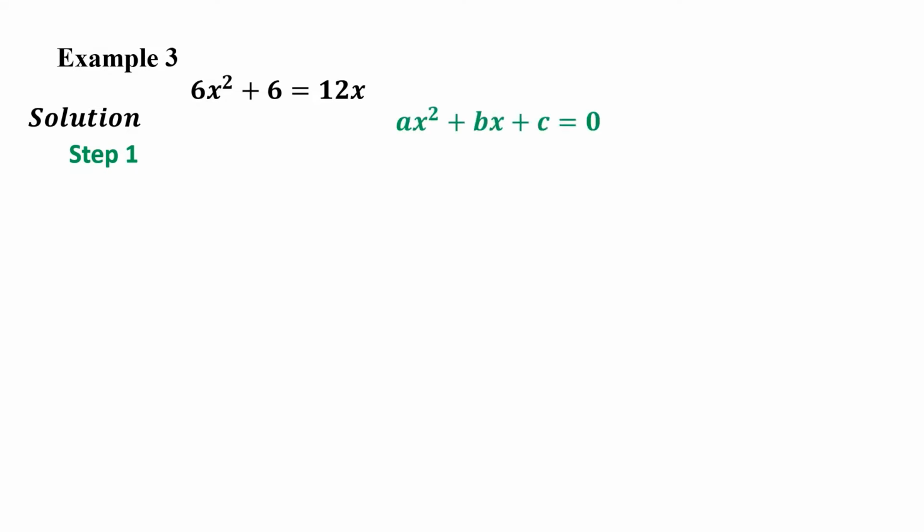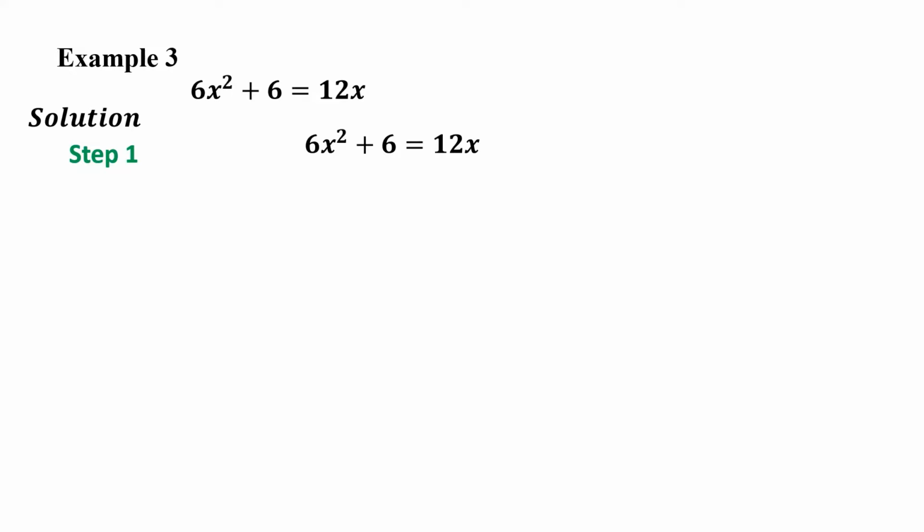Example number 3. The given equation is 6x squared plus 6 is equal to 12x. Solution. Step 1. Since the given equation is not in the standard form of a quadratic equation, which is ax squared plus bx plus c is equal to 0, that is our target. Transform the equation into standard form. So we have 6x squared plus 6 is equal to 12x.